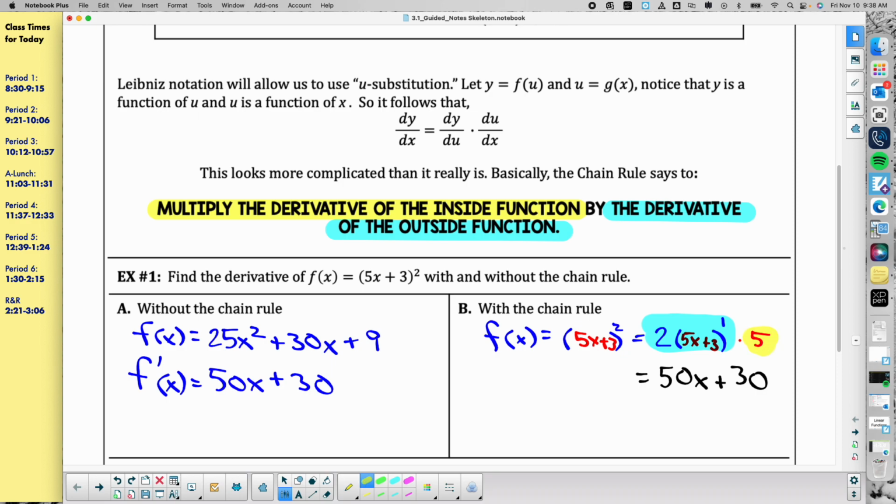I didn't ignore yours, Owen, though. I was trying to just fix the colors. So the 5 at the end came from taking the derivative of the inside. Oh, I see. So the inside the parentheses is 5x plus 3. And that's going to be considered the inside. The outside function is going to be considered the square.